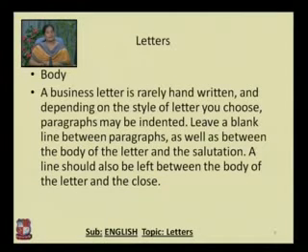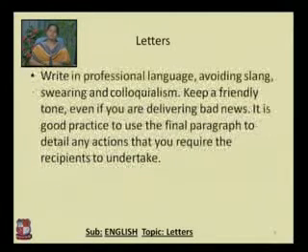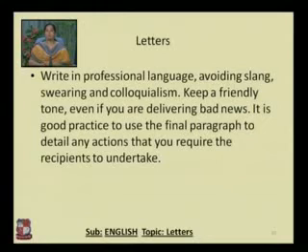It can be indented, it can be block form. Professional language should be used. You should not use slang language. You should not use colloquialism and swearing. Whenever you are giving any bad news, or you are using letters of adjustment, or letters of complaint, use words which are not very rough or very harsh.